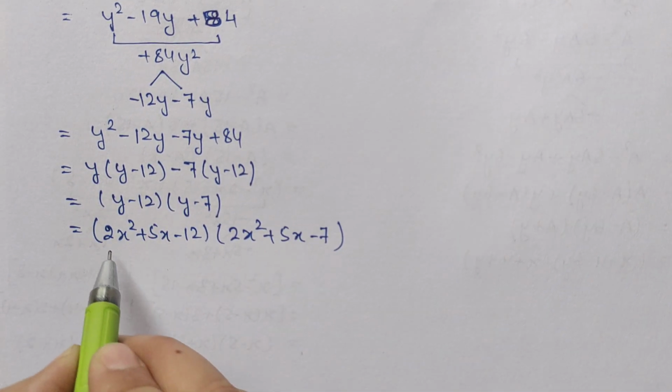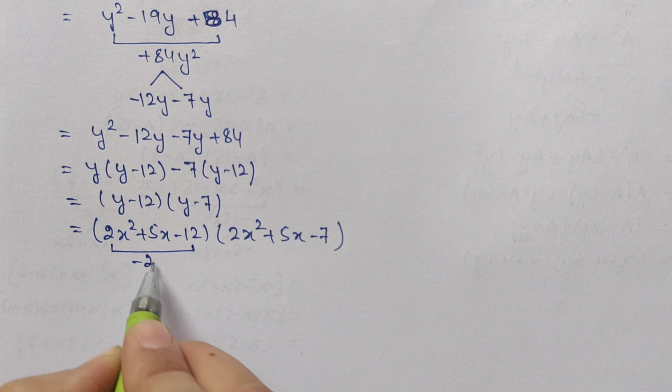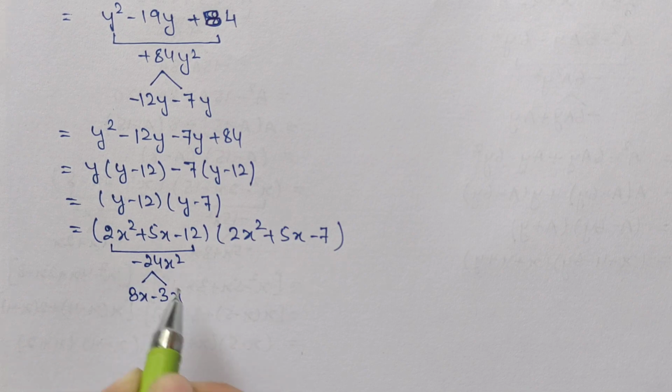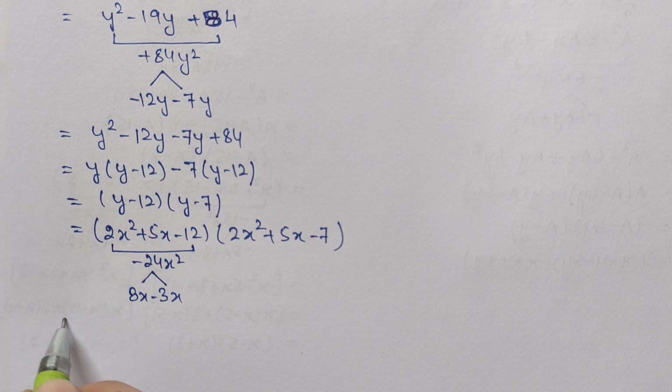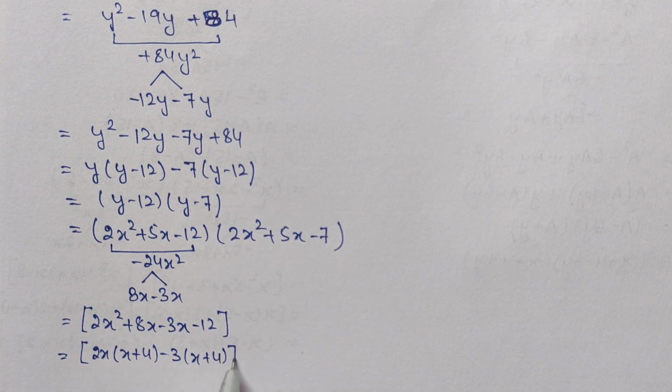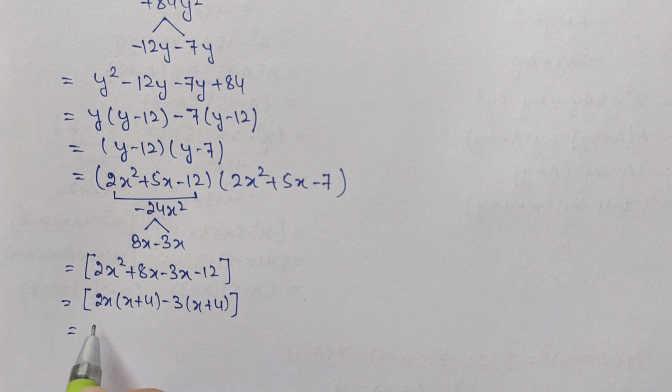For the first bracket, if we do the factors, −24x². Factors of 24 will be 8 and 3: 8x − 3x, we will get 5. Replace with the middle term: 2x² + 8x − 3x − 12. From the first two, take 2x as common, then x + 4. From the last two, take −3 as common, x + 4 will be inside the bracket. So the factors will be (x + 4) and (2x − 3).